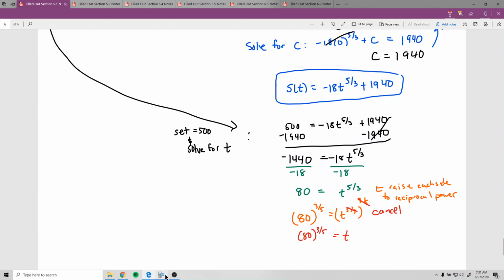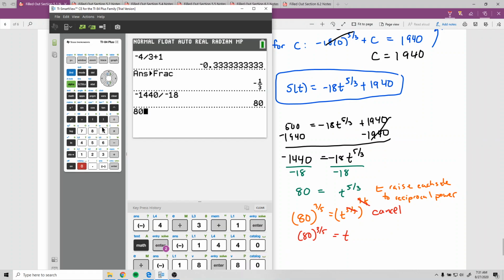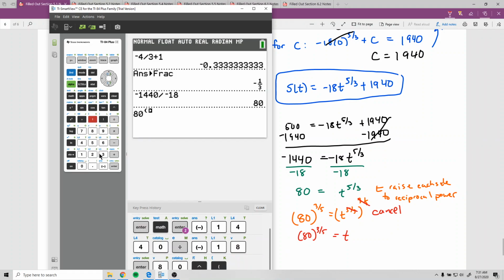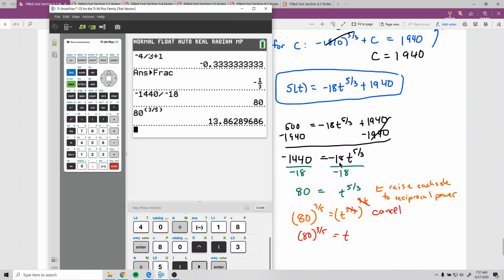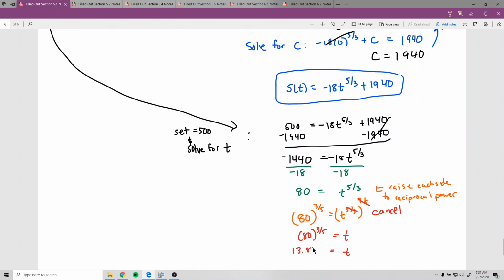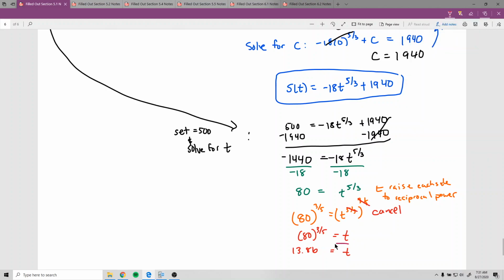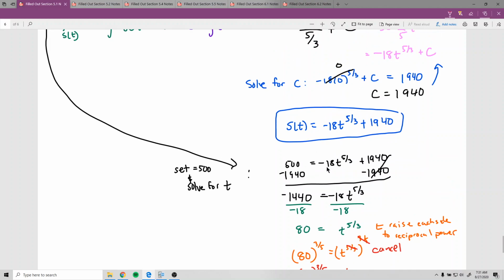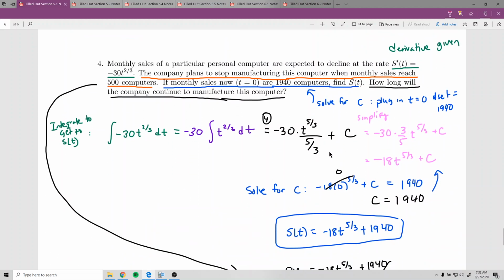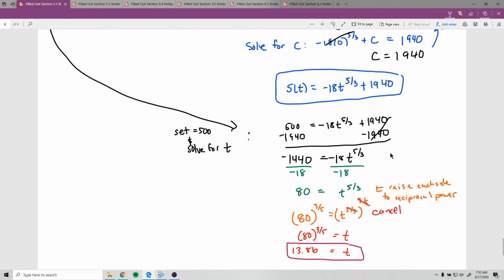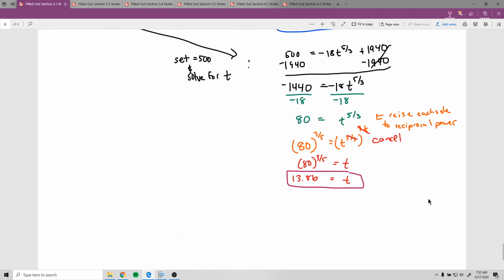Now this is not probably going to be a nice number, so just put it in your calculator. 80 raised to the, and if you want to be super careful, make sure you put your power in exponent form, 3/5, and you get 13.86. So it'll take about 13.86 months for them to stop producing this computer. Right, it doesn't say how long to round. I mean, typically, I guess we're talking about months. We'd probably round to 14, but just take a look at what the problem says specifically.